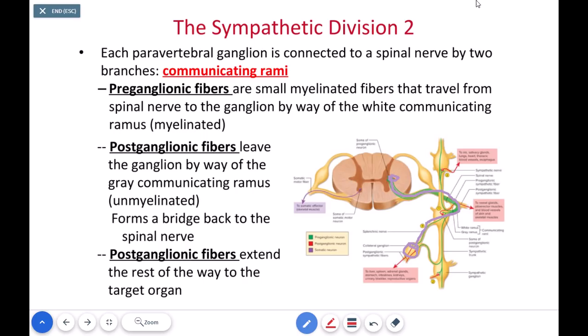So the communicating rami are just connections between ganglia. The meningeal branch is a specific branch that, instead of heading out to the body as a whole, is going to loop back in and innervate the meninges of the spinal cord, which allows us to perceive pain associated with damage to those meninges.